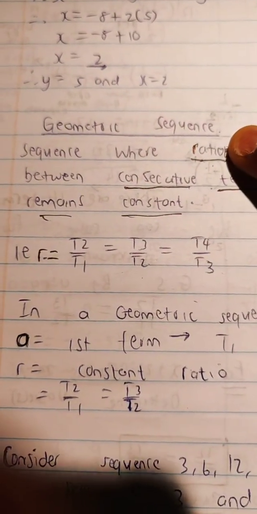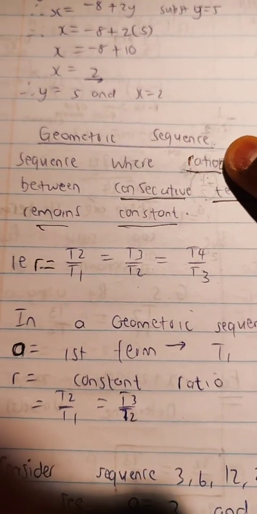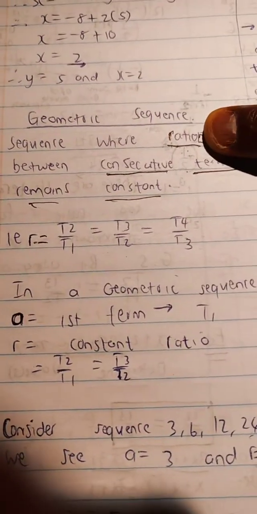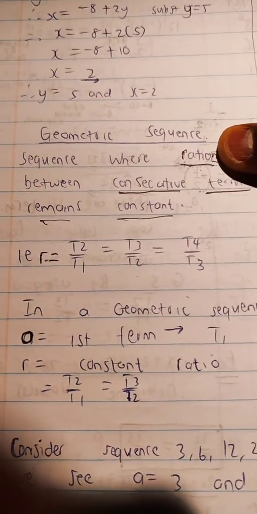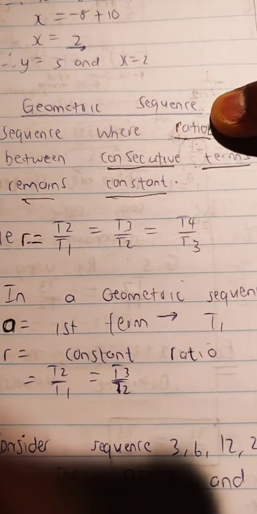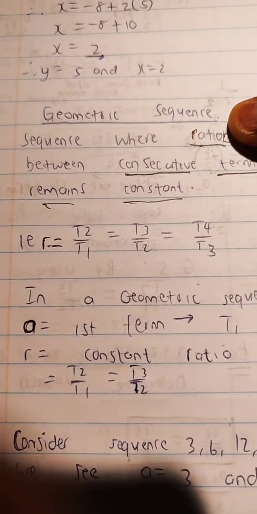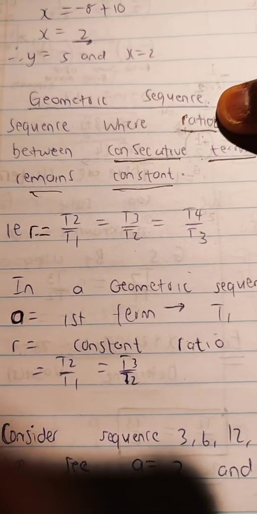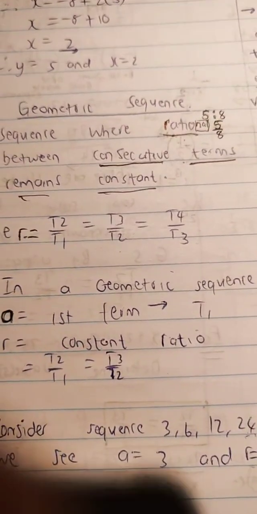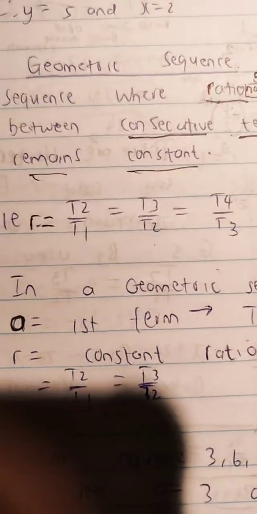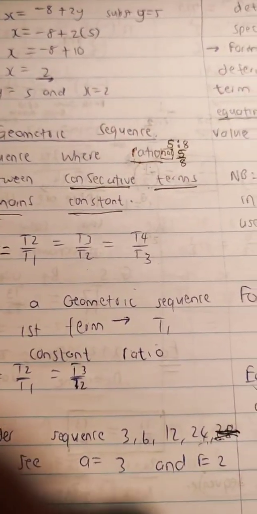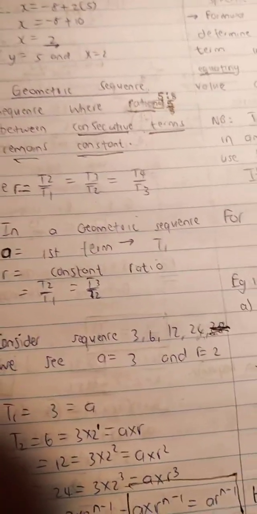Okay, a geometric sequence is a sequence whose ratio between consecutive terms remains constant. So it's that. A sequence where the ratio between the consecutive terms remains constant. Let's see if we can establish a very good, solid understanding.